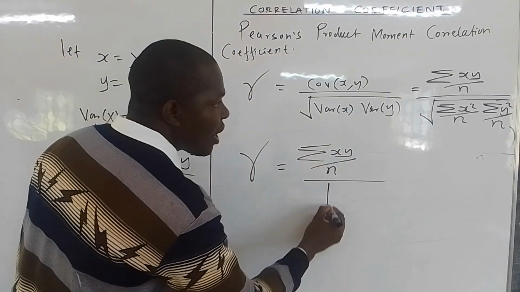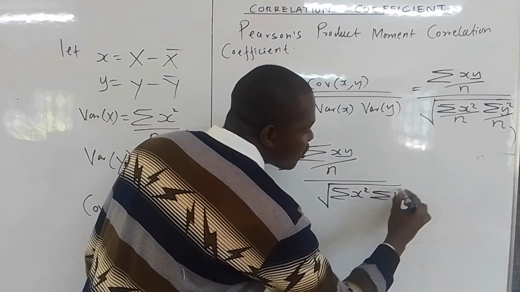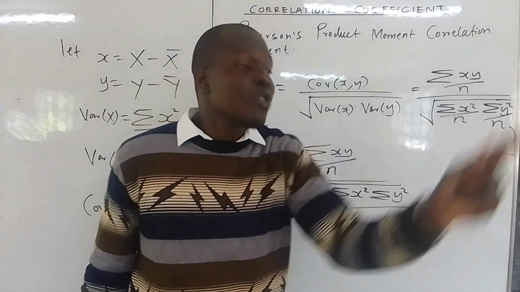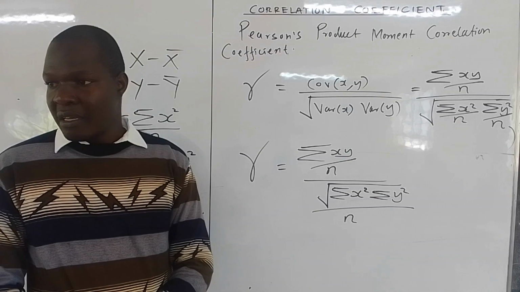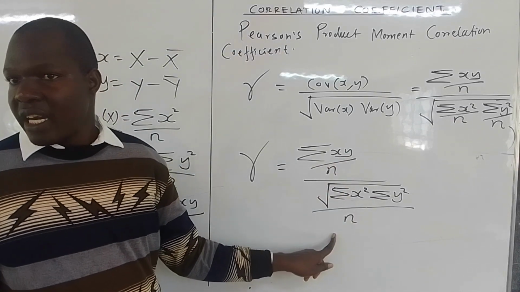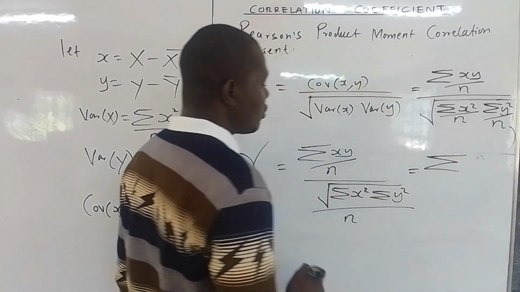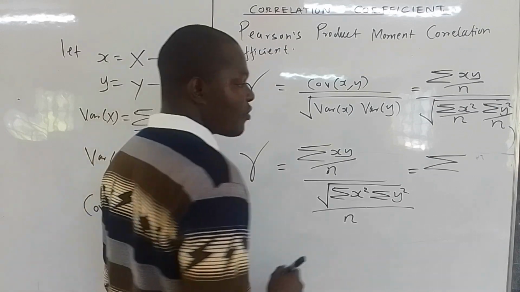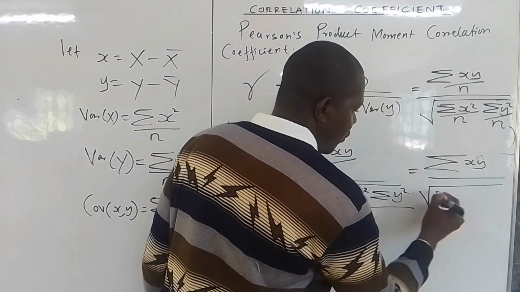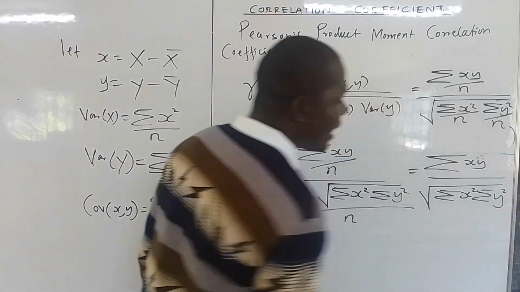So it means we are going to have there the square root of summation of x squared times summation of y squared over n. Because n times n is n squared, and you can get the square root of n squared, you remain with n, isn't it? See, n cancels with n, so you get the Pearson's correlation coefficient to be summation of xy over the square root of summation of x squared times summation of y squared.